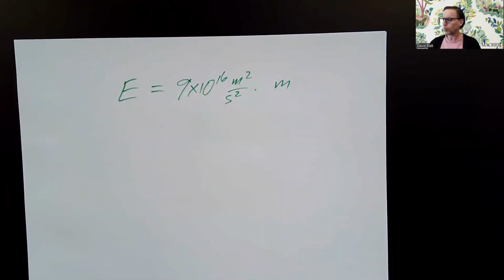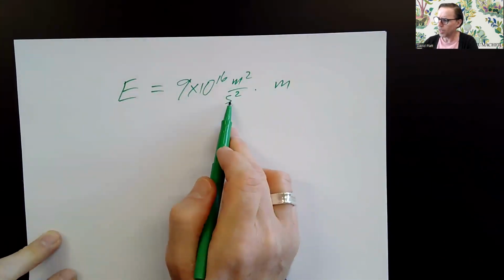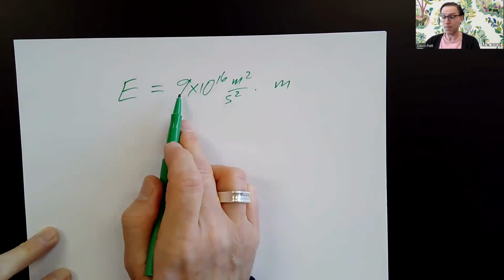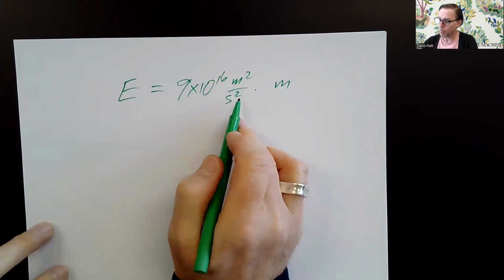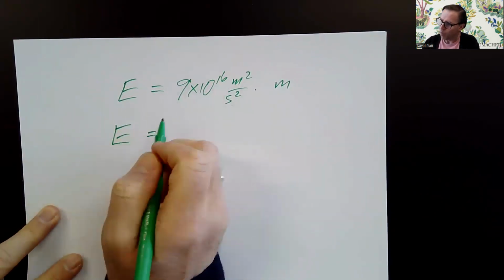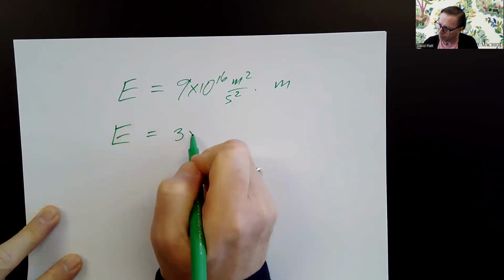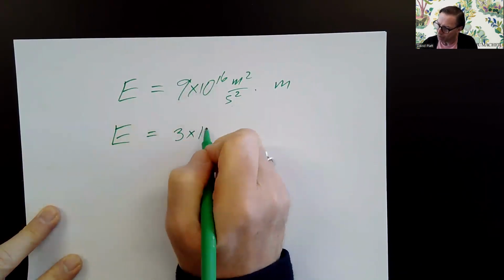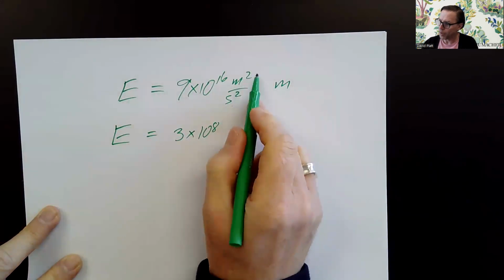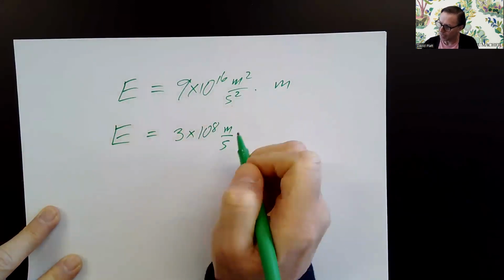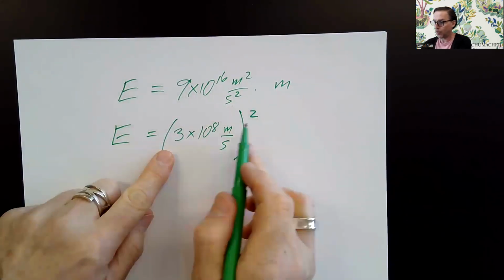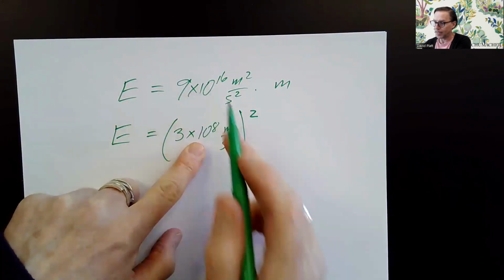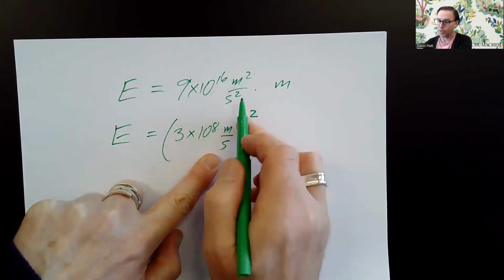Now, there's a lot of things: 9 is a perfect square. And of course, 10 to the 16th is a perfect square. 10 to the 8th times 10 to the 8th is 10 to the 16th. And so maybe this would be fun, just for fun. What if instead of 9, I wrote 3? Instead of 10 to the 16th, I wrote 10 to the 8th. Instead of meters squared over second squared, I wrote meters per second. And I squared that whole thing. 3 squared is 9. 10 to the 8th squared is 10 to the 16th. And meters per second squared is meters squared per second squared.